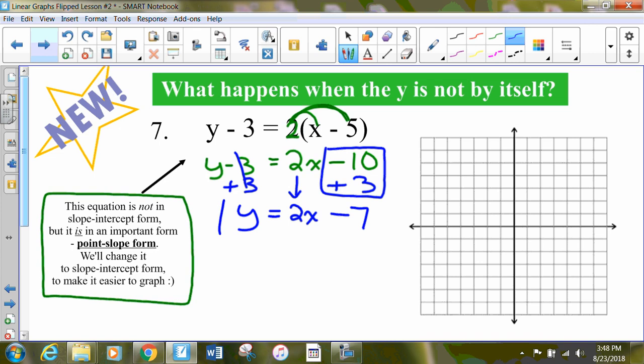So now we're going to graph this. We know that our y-intercept is negative 7. 1, 2, 3, 4, 5, 6, 7. And we know our slope is 2. That means rise up 2, run 1, and there you have it.